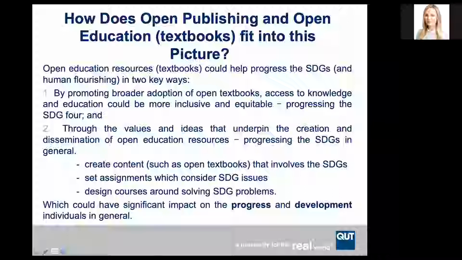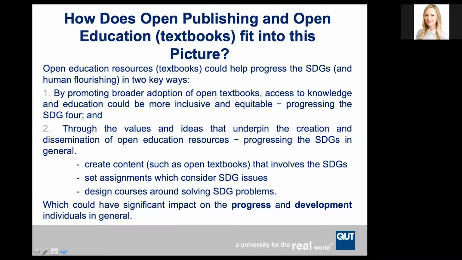But on a more complex level, there is another way that open textbooks and open education resources can generally be used to progress the Sustainable Development Goals, all of them, and promote human flourishing. Open education resources can be used to progress the Sustainable Development Goals in general through the values and ideas that underpin the creation and dissemination of open education content. So we're looking at open pedagogy, open learning. Academics, researchers, librarians, administrators, developers, and creators create open education resources. I create them, and I'm sure many of you have created them. They can be created by anyone, anywhere, and that makes them special.